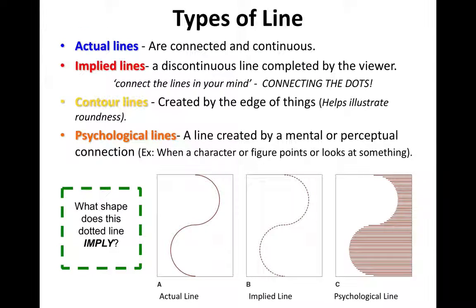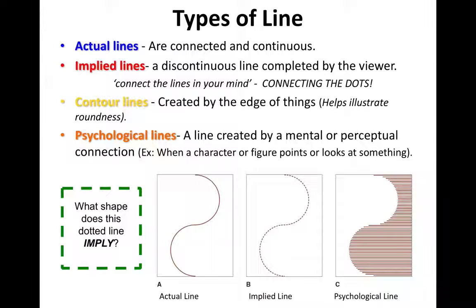And there's many more. In these four main types of lines, we see that actual lines are connected and continuous. As you can see with example A down at the bottom, it's giving us sort of like this backward S, and we can see this line actually presented for us.